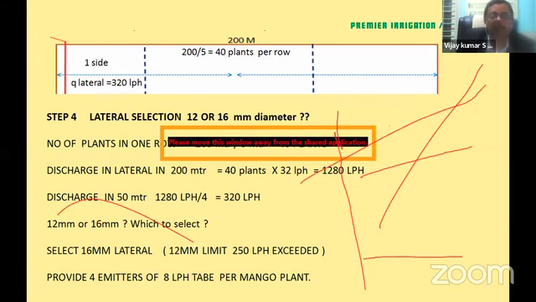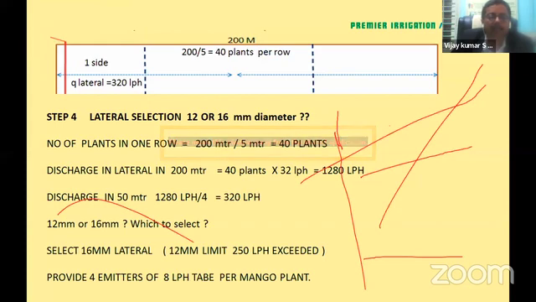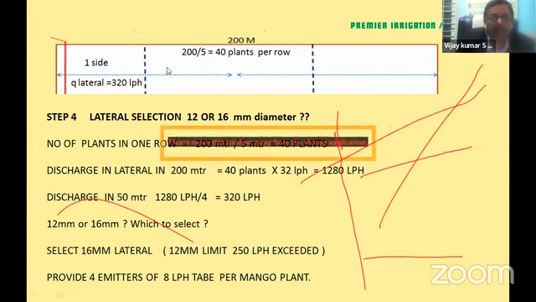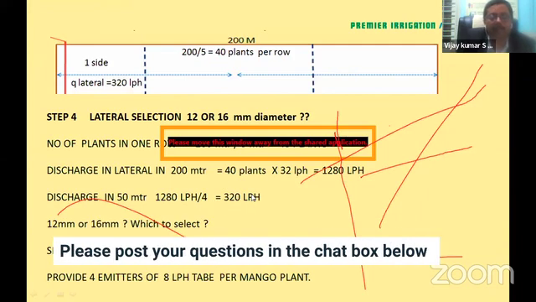So that means there are going to be 40 plants, and each plant is being provided with 4 emitters of 8 liters per hour. That is 32 liters per hour per plant. That becomes 1,280 liters per hour. And we are going to break it up. So basically we have the pipeline, we have broken it up into 4 parts. So therefore there is 1, 2, 3 and 4. So what is the discharge in one side of the lateral? It is going to be 1280 divided by 4. That is around 320 liters per hour.